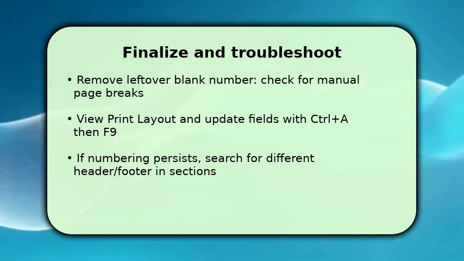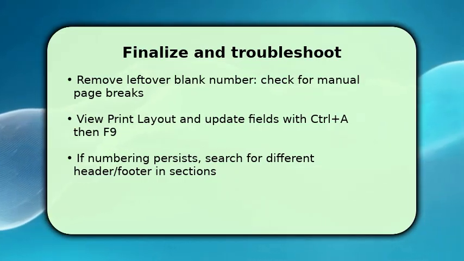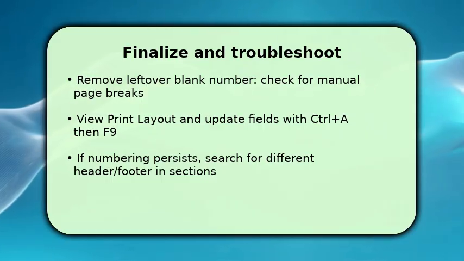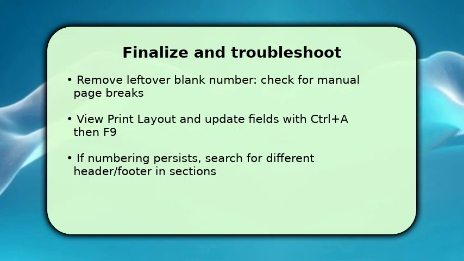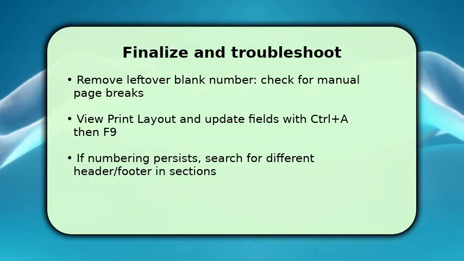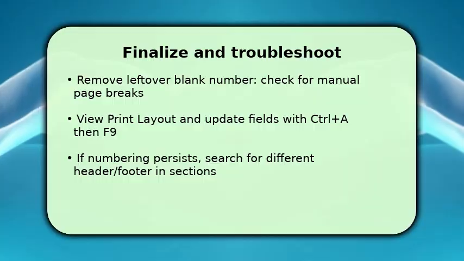If a number still persists, reopen headers in each section and verify Link to Previous is off, and delete any stray page number fields. As a final tip, save a copy before big changes, so you can revert if unlinking moves numbering unexpectedly.